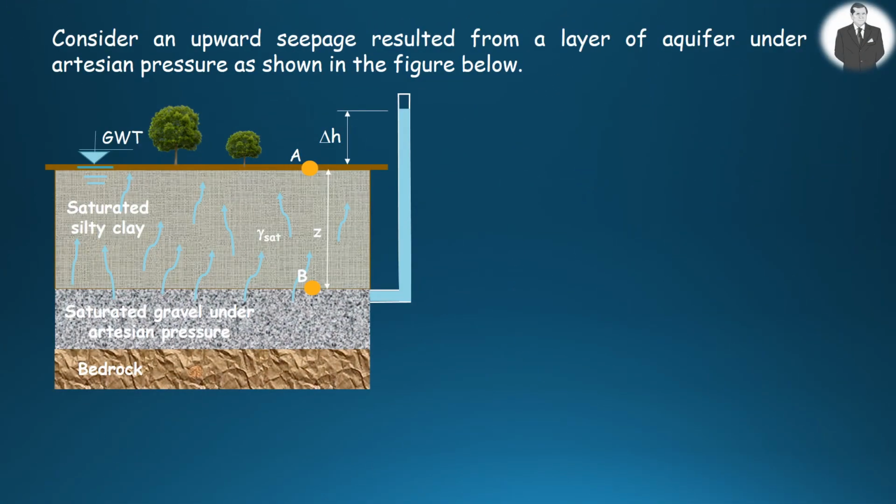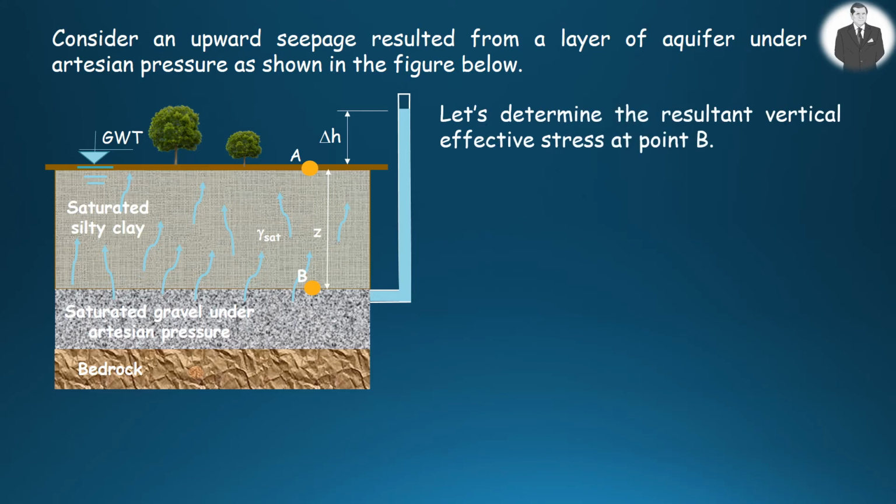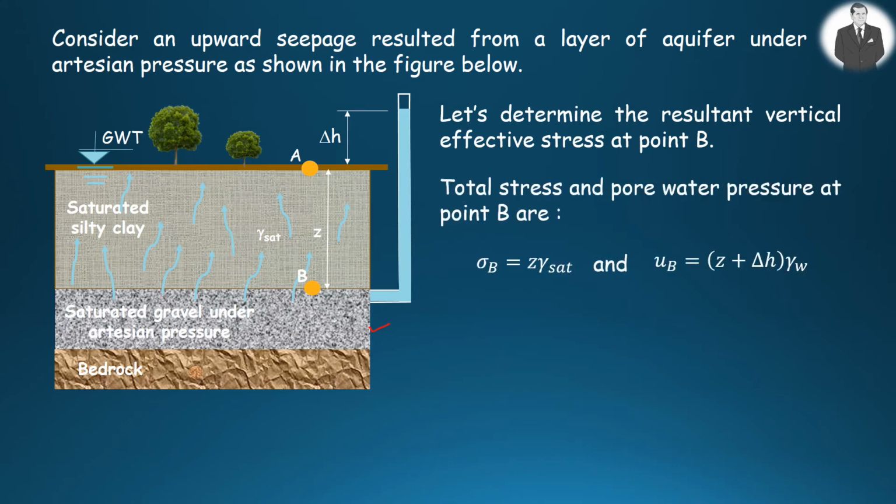This time, let us determine the effective stress considering an upward seepage caused by a layer of aquifer under artesian pressure, as shown in the figure here. In this case, the total stress at point B is equal to Z times the saturated unit weight of soil. And the pore water pressure at point B is equal to Z plus delta H times the unit weight of water.